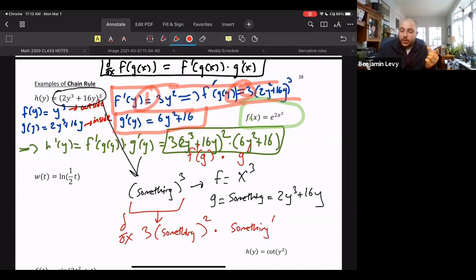So you kind of ignore this inside piece. It's almost like the something doesn't exist in there, and you just take the derivative of x cubed, and it becomes 3x squared. But then you remember, oh yeah, there was something inside there. And so I also need to have that in there and multiply by that derivative, right? So you're ignoring what's on the inside and then accounting for it afterwards. That's the general intuition we're thinking about.